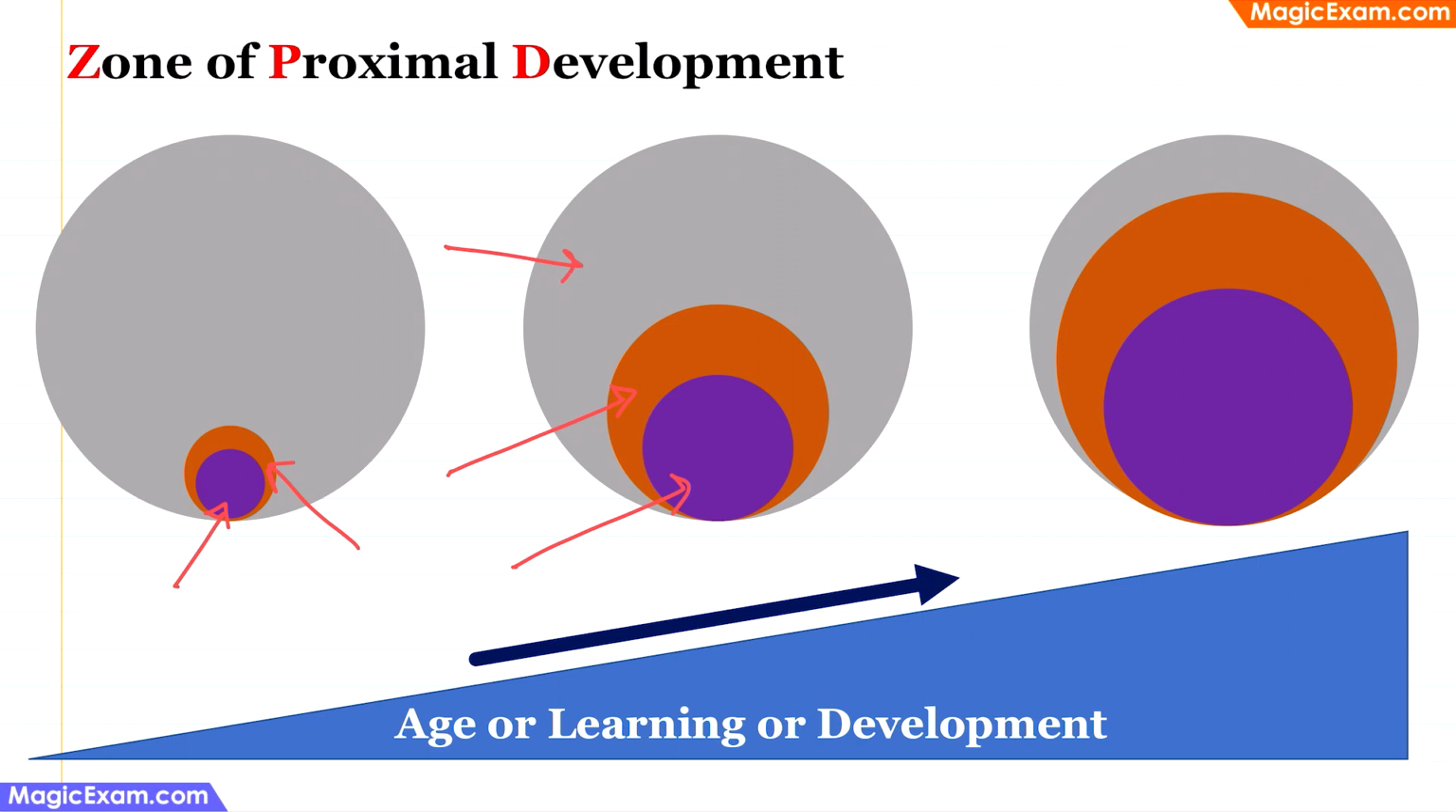And when the child becomes an adult and a mature adult, then there are a large number of activities that the person can do independently, and there are a large number of activities that the person can do with some help. And the number of activities that are beyond the capability of the person will have become very less. So if you look at it, the zone of proximal development also keeps growing throughout a person's life, just like the number of activities that the person can do independently. So this is the basic concept behind the zone of proximal development.